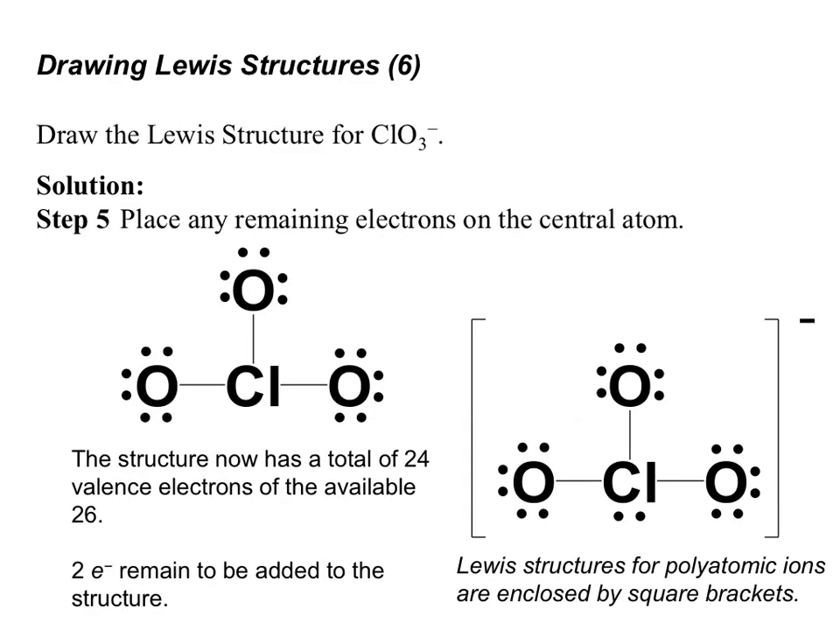Step 5 said to place any remaining electrons on the central atom. So therefore, as we have 2 electrons remaining, we must add them to the chlorine. And voila, we have the Lewis structure of ClO₃⁻. Now the Lewis structures for polyatomic ions are enclosed by square brackets to emphasize that the charge is somewhere on the molecule, but we're not specifying where.